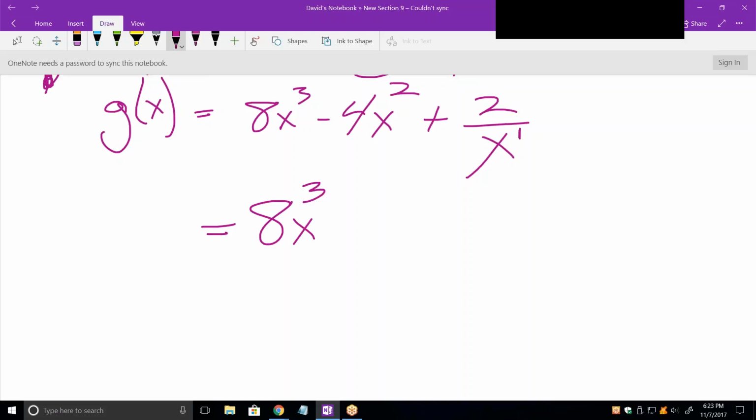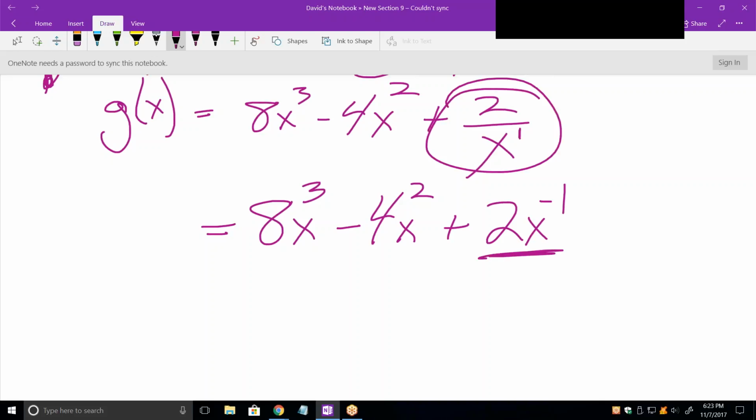If I rewrite this properly, it becomes 2x to the minus 1. That is the same as that. The difference is now that I've put the x in the numerator, it's got a negative exponent. It means it's not a polynomial. You've got to have all your x's in the numerators, and they've got to all have positive integer exponents. Otherwise, it is not a polynomial.